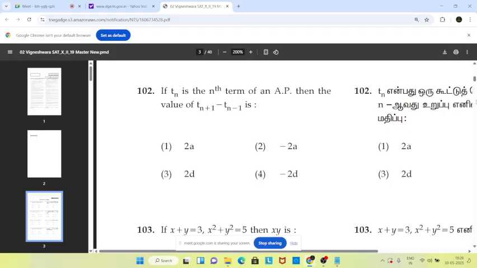AP we have studied, arithmetic progression. The general form of AP is a, a plus d, a plus 2d, a plus 3d, and it goes like that. Tn refers to the nth term. Tn plus 1 will refer to the n plus 1th term, and Tn minus 1 will refer to the n minus 1th term. So Tn plus 1 minus Tn minus 1 is what?